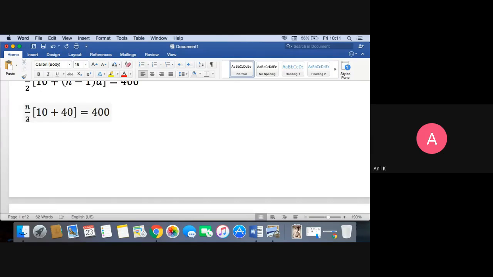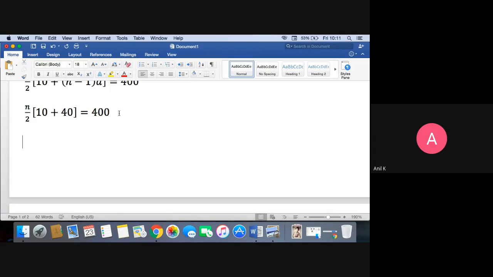Now most of the students, they do one mistake here. They cancel the 2 in 10, 5 times. Then 5 plus 40 is 45. That is wrong, because this 2 is outside the bracket. 2 has to belong to both the numbers. 2 has to divide 10 and 2 has to divide 40 also, not only 10.